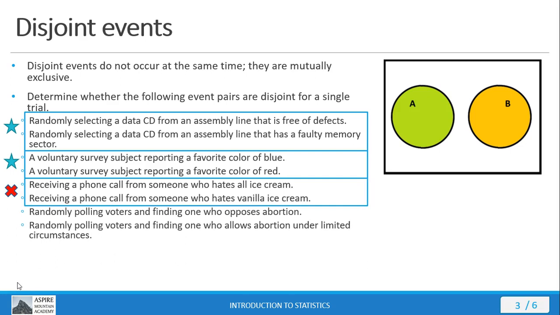How about this set? Randomly polling voters and finding one who opposes abortion. Randomly polling voters and finding one who allows abortion under limited circumstances. Are these events disjoint?